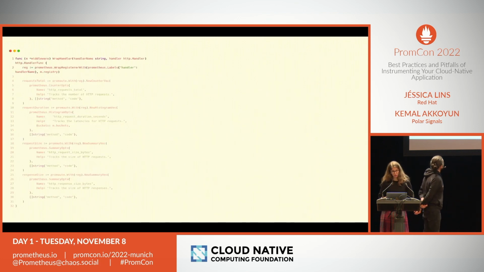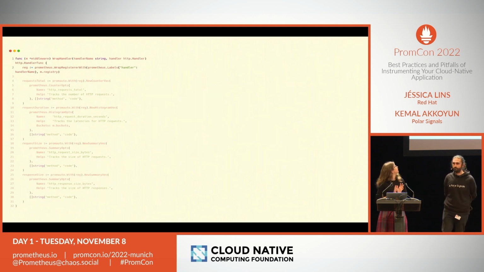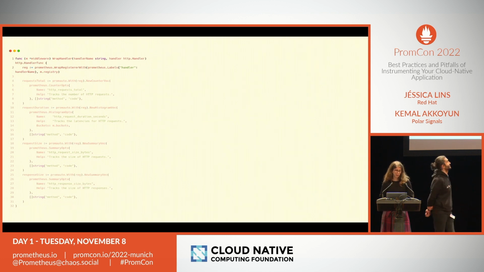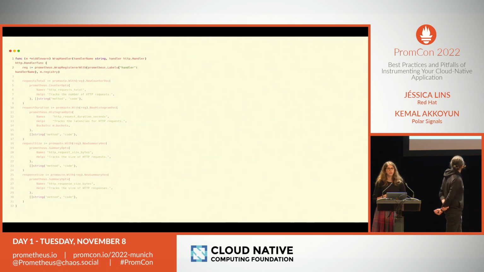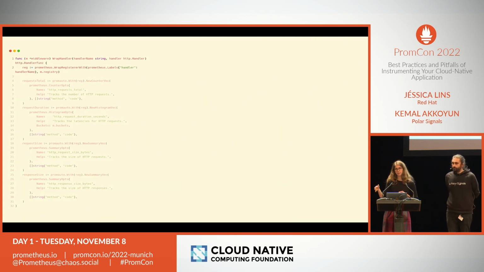But to make this actually work, you need to create the wrap handler function, right? So we are implementing our middleware interface. Here we create a registry, and we wrap this registry with a specific label, the handler label, using the handler name. That's useful if you have different handlers and you want to identify them in your metrics.